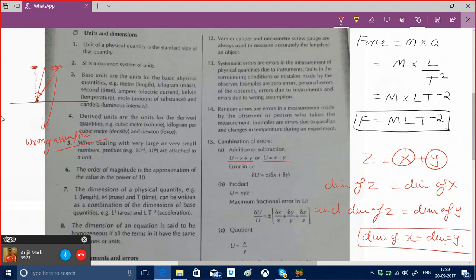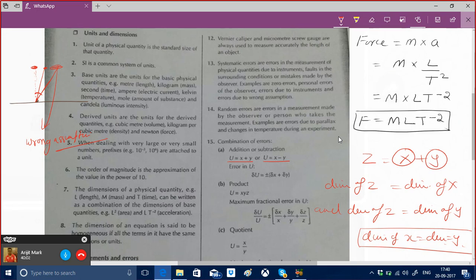You are doing the practical right, all the process is right, but what will be the problem? The reading you took before was at 40 degrees centigrade, but now the reading you are taking is at 20 or 25 degrees centigrade. So that is the type of random error, okay? Yes, that is given here: examples of errors due to the parallax method are the change in temperature during an experiment. Yes, that's right.